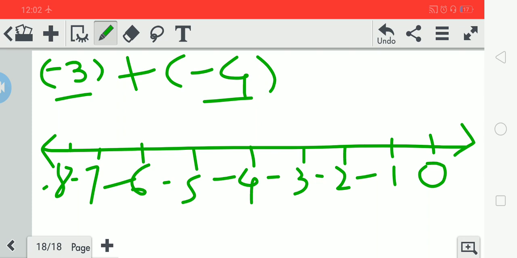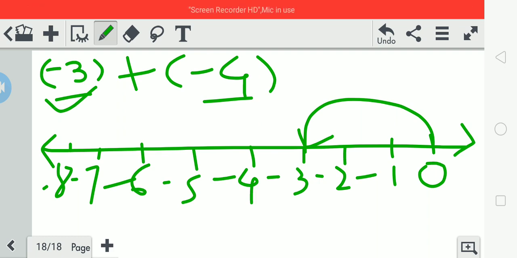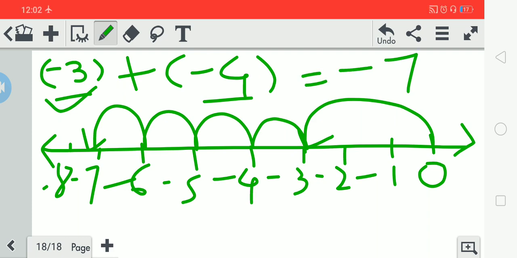Okay. Now here the first number is minus 3. So take a jump from 0 to minus 3 directly. Now the second number is minus 4. Minus means left side, 4 moves. 1, 2, 3, 4. You reach at minus 7. So the answer of this question is minus 7. I repeat the solution. Both numbers are negative here. 3 is negative, 4 is also negative. For the negative, we take the moves to the left side.